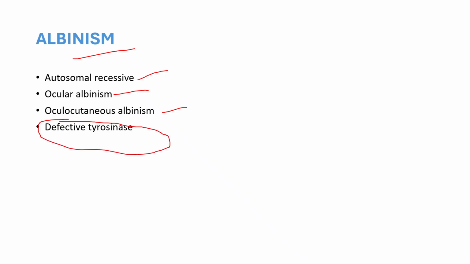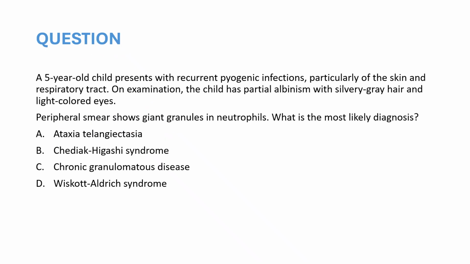So from tyrosine, through tyrosinase, we are finally getting the pigment, which is melanin. This tyrosinase is defective, so the first step in that process is not happening. Due to that defective tyrosinase, we have hypopigmentary lesions called albinism. We'll see a question on albinism.